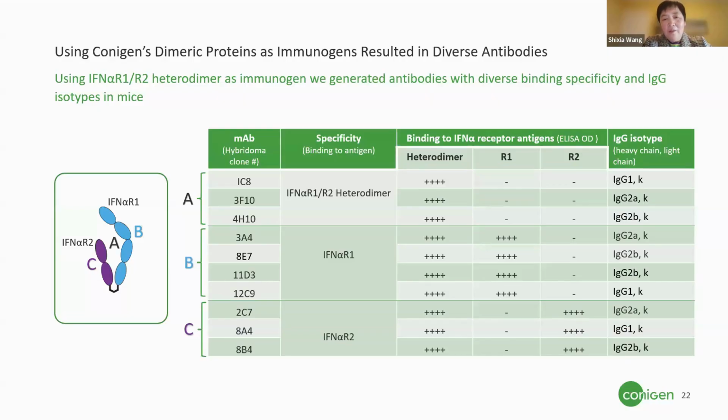The A panel is the specificity only bound to the heterodimer protein. The B panel antibodies bound to receptor 1. The C panel antibody bound to receptor 2. The most important information here is the antibodies that only bound to the heterodimer. That means this antibody potentially binds to the interface between receptor 1 and receptor 2. That's a quaternary structure. And also, the antibody diversity is very diverse, showing that the dimeric protein we produce is very immunogenic.